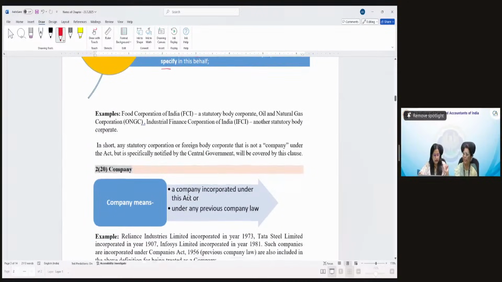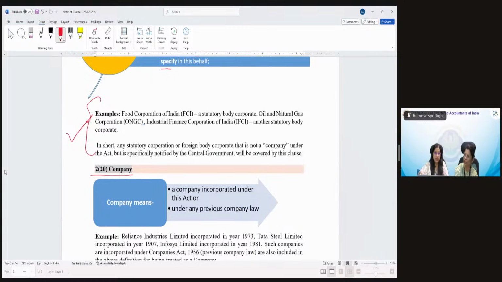But before that, these are a few examples for your reference, which have also been given earlier, of companies which are not defined under the Act or which are governed by a Special Act, and though not defined under the Companies Act, they have been specified through notifications by the central government. So you can refer to this. Now moving to the next definition.